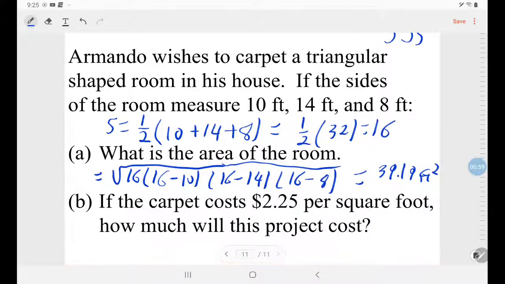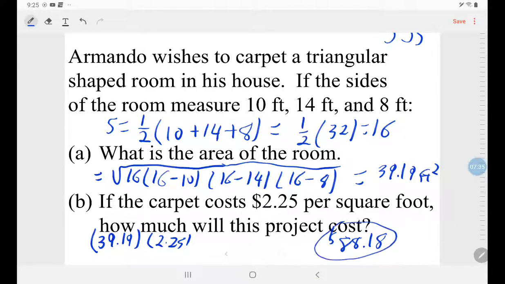Last part. Once I've got that, find the cost. Really simple. All I do is take the area, 39.19 square feet, and multiply it by the cost per square foot of $2.25. So if I take what I just found and multiply it by 2.25 here, I get a cost of about 88.18, or in other words, $88.18. I know that's awful cheap, but I'm just interested in the mathematics behind it.